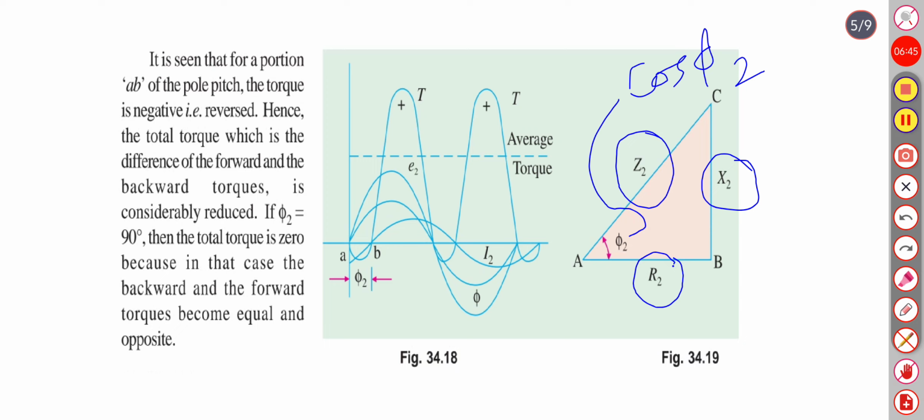It is seen that for the portion AB, for this section of the pole pitch, the torque is negative for this time period. Hence the total torque, which is the difference of the forward and the backward torque, is considerably reduced. If phi 2 equals 90 degrees, then the total torque is 0.